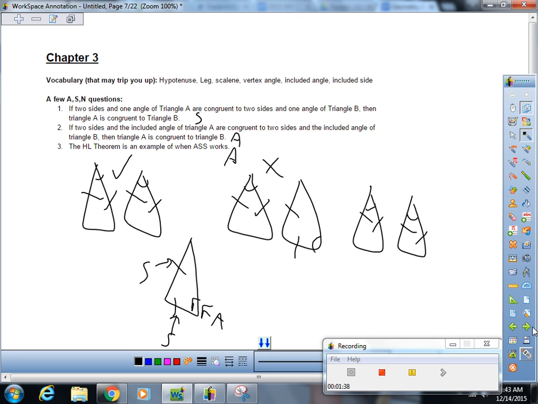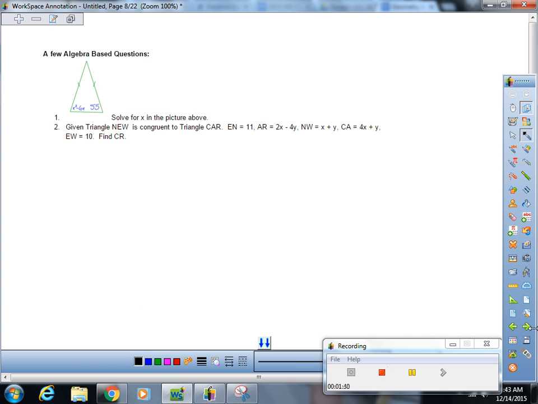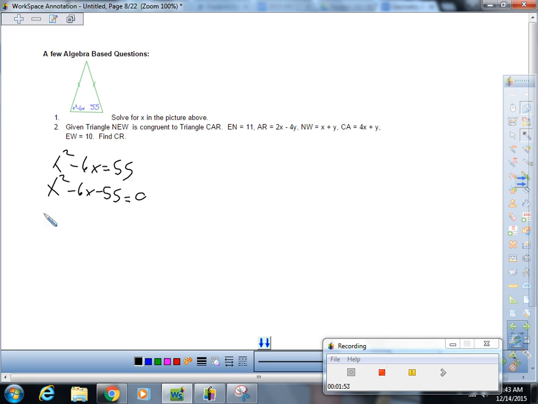I'm going to change your slide now. Okay, so number one, solve for x of the picture above. These two sides are congruent, so you can say x squared minus 6x equals 55. Move the 55 over, equal to 0. Then we have the two numbers. You have negative 11 and positive 5. So then you have x equals 11 and x equals negative 5. So that's your answer to part 1.